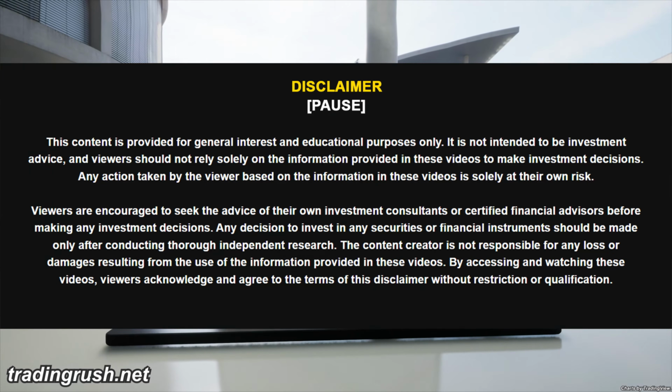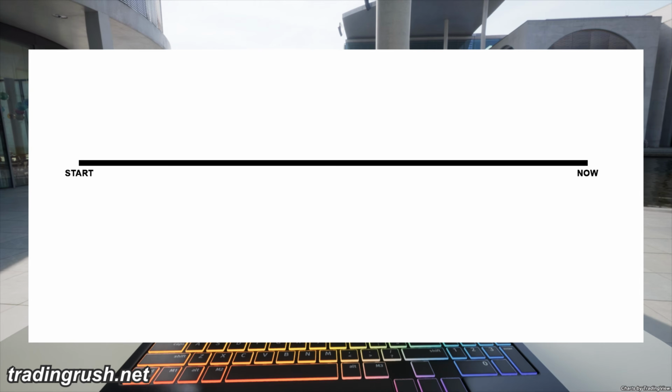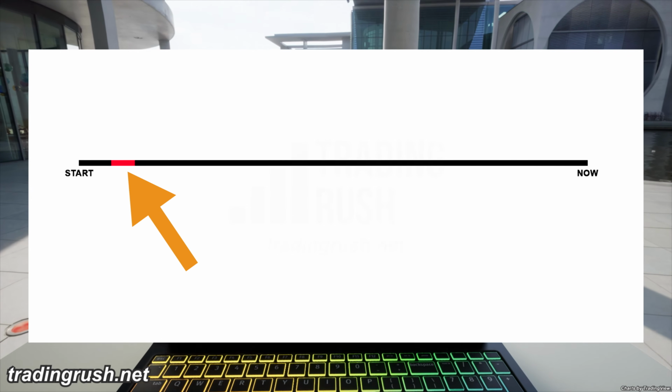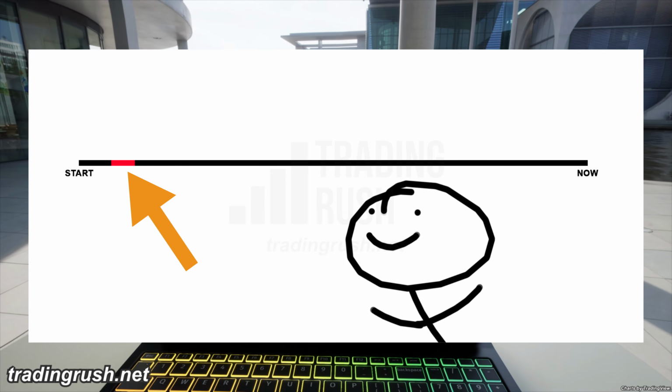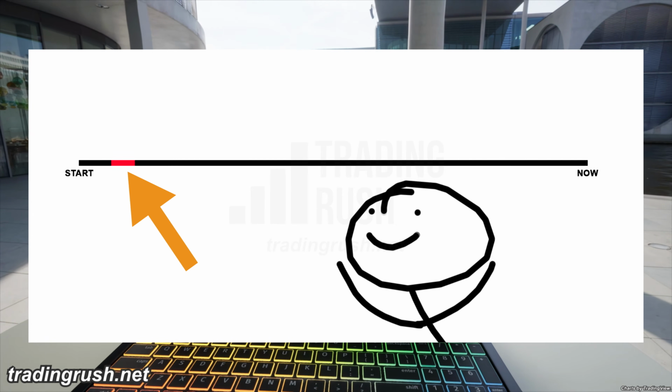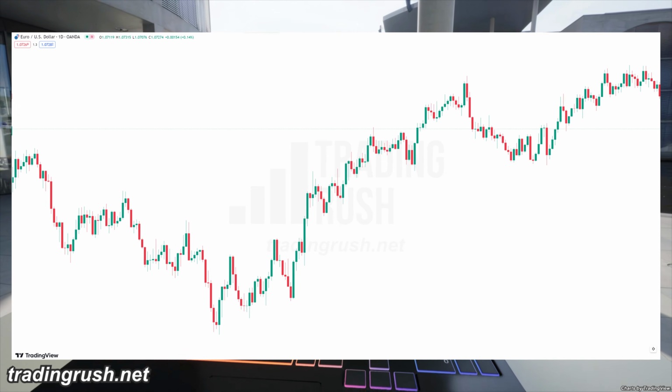If I were to draw my trading journey on a line, with the starting point on the left and the current me on the right, this is where I used a lot of Renko charts. Back then, I thought that Renko charts were the best and superior to anything else, including candlestick charts.